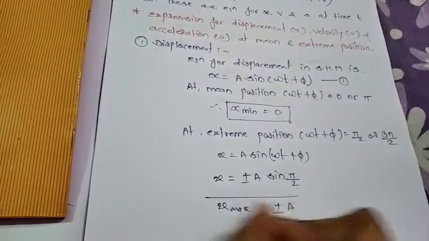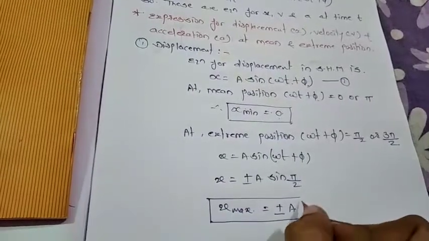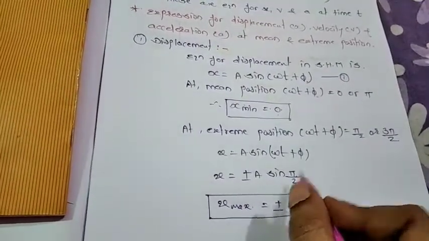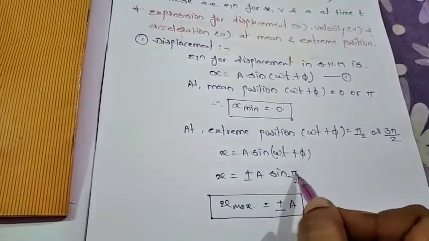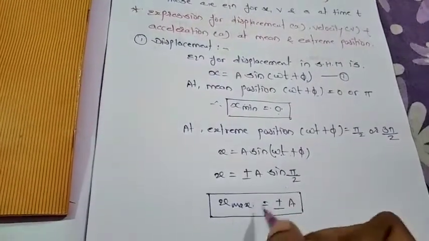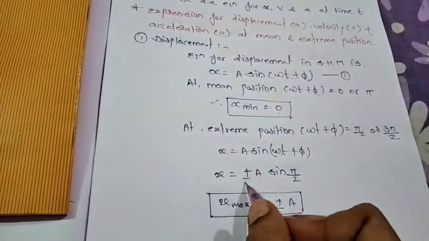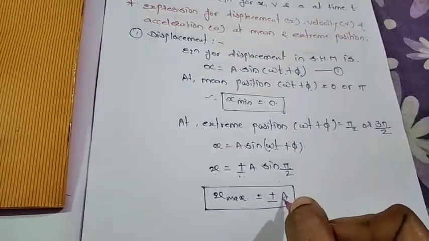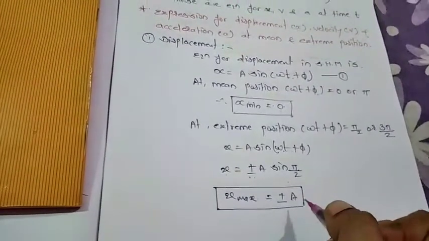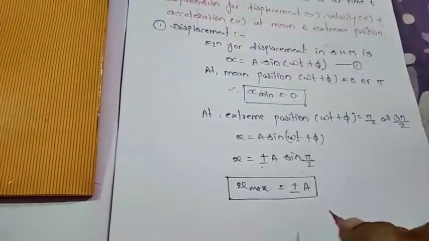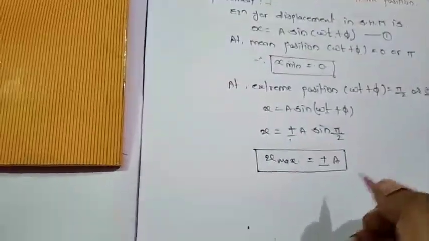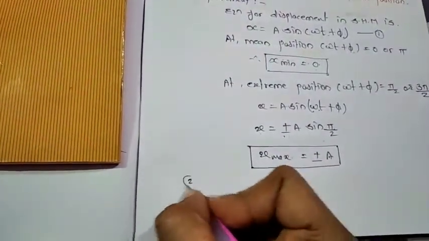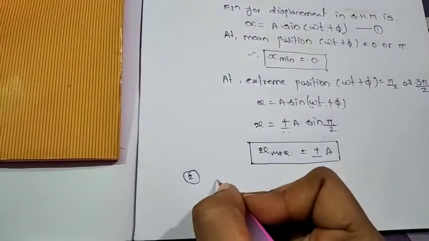As we know, sine 90, that is sine pi by 2, is equal to 1. So we can write x is equal to plus or minus a. And this a is nothing but the amplitude. It is the maximum displacement. So next we'll see for velocity. Second is for the velocity.